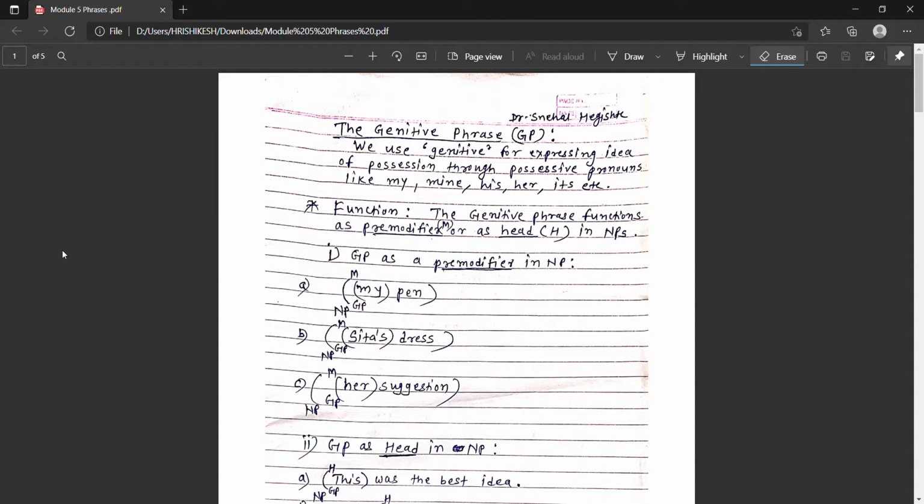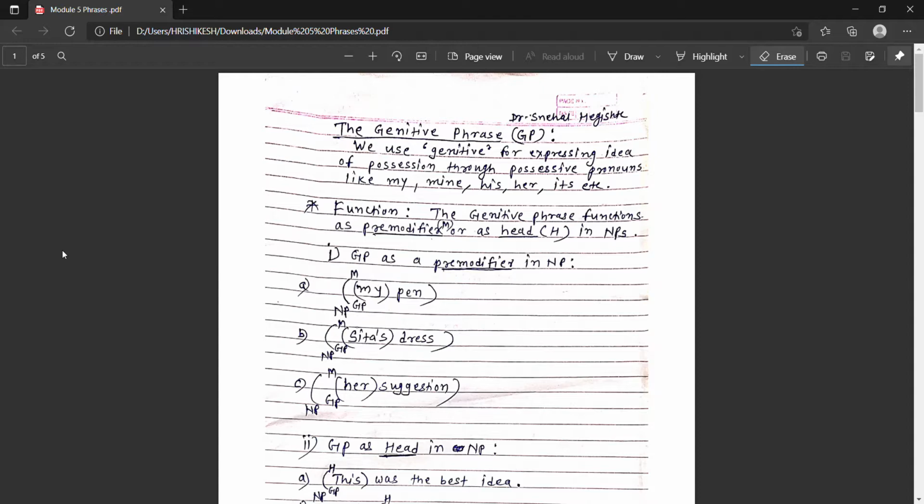While discussing phrases, last time we discussed that there is a structure of a phrase, MHM. First M stands for pre-modifier, H for head, and second M stands for post-modifier. And we have discussed last time the pre-modifiers of NP, the head of NP, and the post-modifiers of NP. So there are certain possibilities. We have discussed examples also. Today I want to discuss genitive phrase.